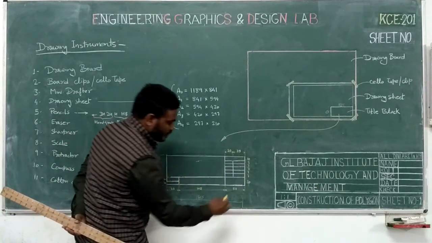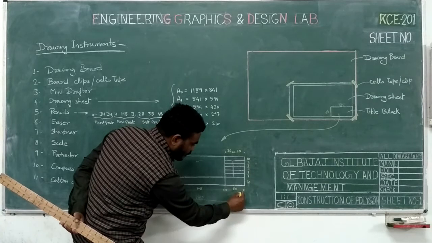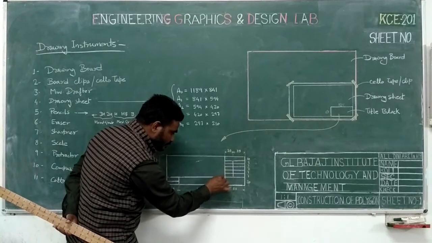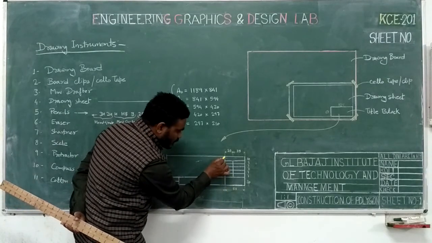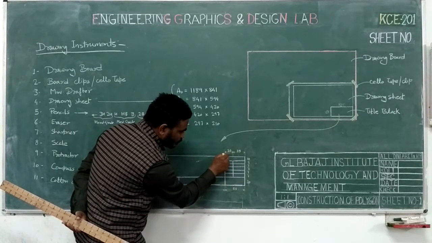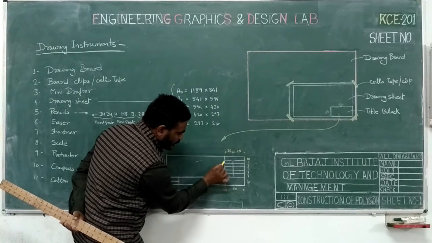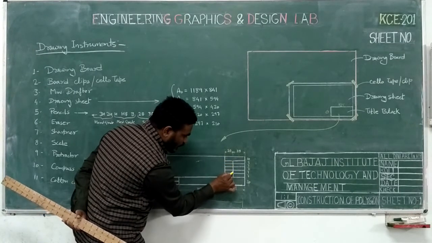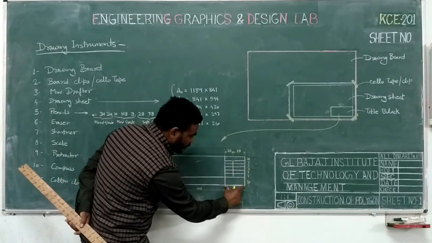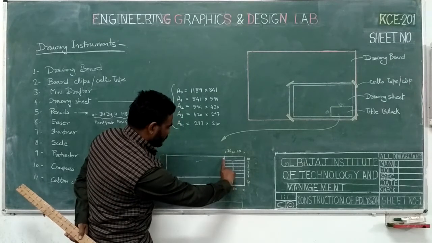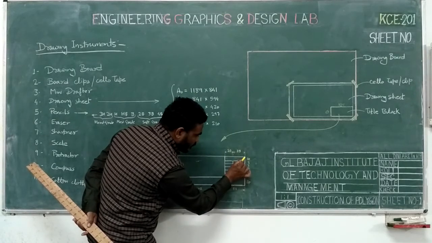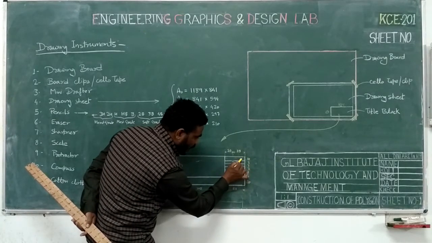After that, take a total of 55 mm. This is 55 mm distance and draw a vertical line like this. From this vertical line, take a 20 mm gap. This is 20 mm. From this line, take a 20 mm gap and draw a vertical line. After that, we have to create a 55 and 65 block. After that, from this line to this is a 10 mm gap.